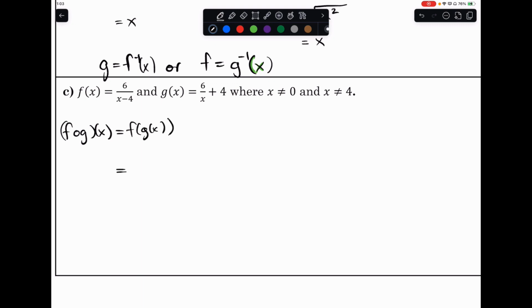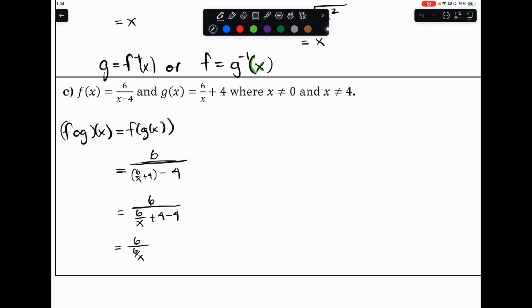So I'm going to start by writing f, 6 over x minus 3, I'm sorry, x minus 4, and I'm going to replace the parentheses with the function g. So I'm going to write x over 6 plus 4 in the parentheses right there. To simplify this, in the denominator the parentheses can be nullified, so we have 6 over x plus 4 minus 4. The 4's cancel each other out, so I have 6 over x.